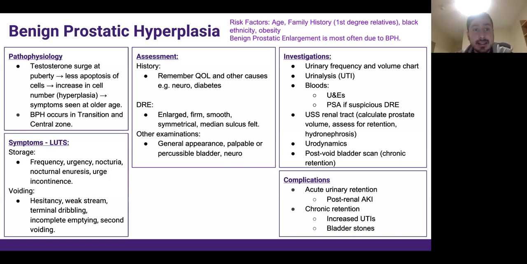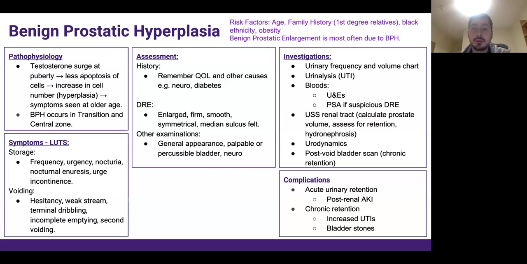And the DRE is the key differentiator here. So what you feel in BPH is the prostate is benignly enlarged. So you'd feel a smooth symmetrical enlargement. And importantly, you'll feel the dip between the two lobes of the prostate, and this is the median sulcus. Because in BPH, the prostate wraps around the urethra, so it can compress the urethra, and as a result, the back pressure can cause a palpable or percussible bladder if some sort of retention is going on.